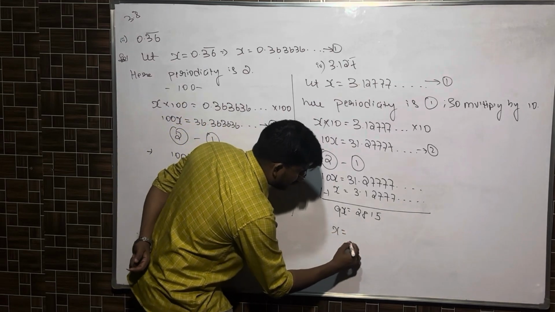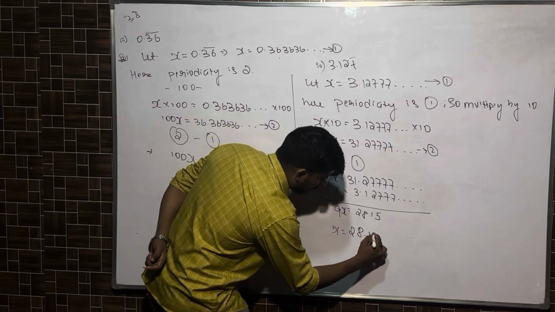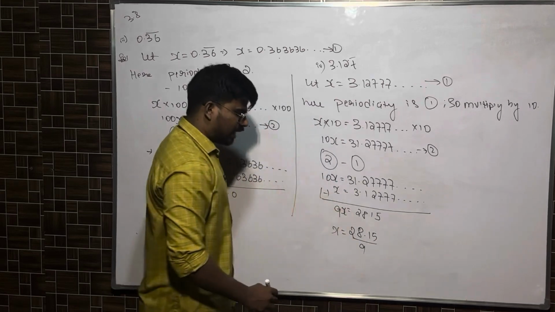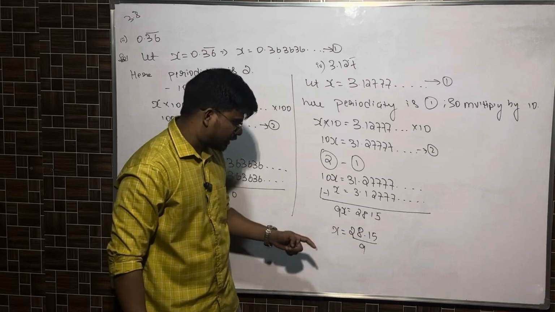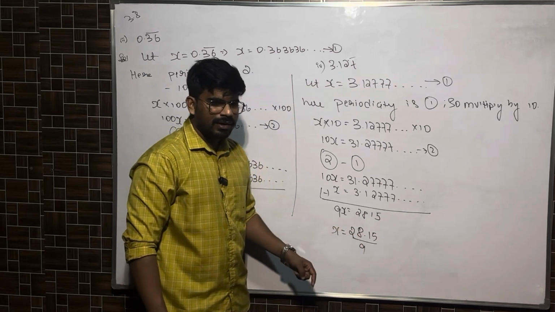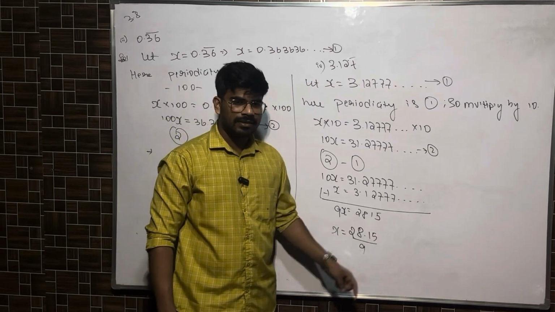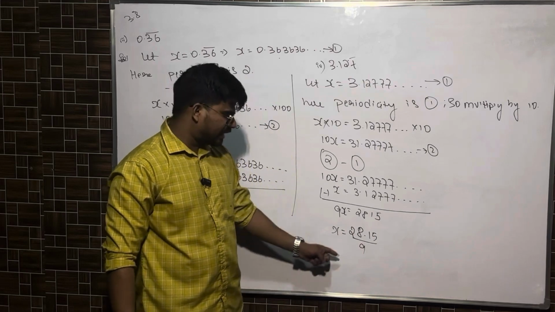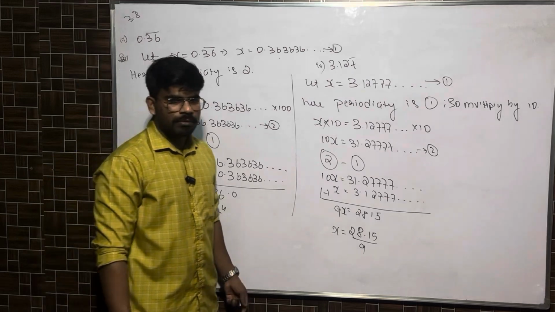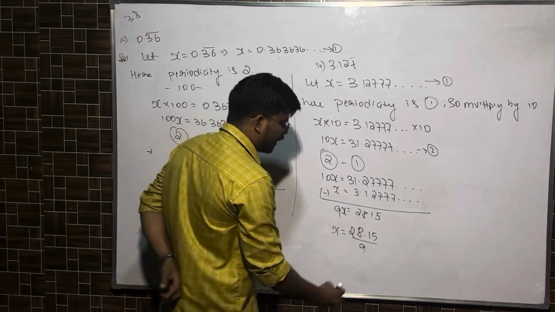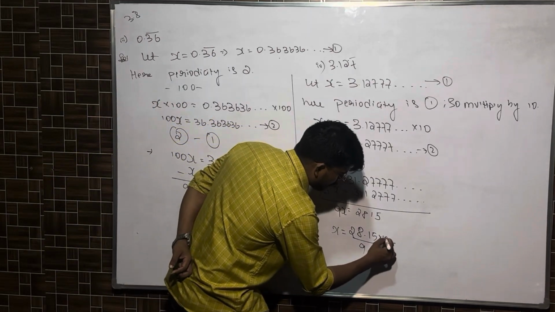Yes, x is equal to, let me check what we can do. 2815 divided by 9. If this is divisible by 9, I'll directly cancel, without multiplying by 100. Let's check. 2 plus 8, 10. 10 plus 6, 16. Is 16 in the table of 9? No. So that is why we have to multiply both numerator and denominator by 100.